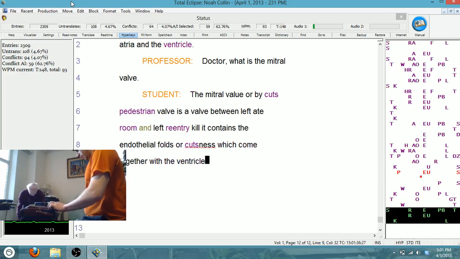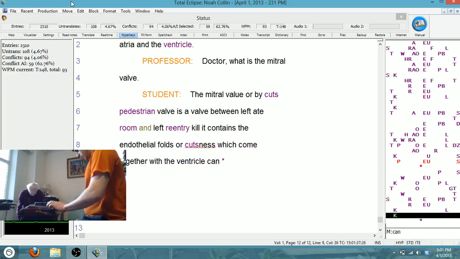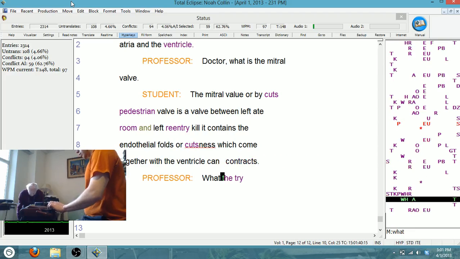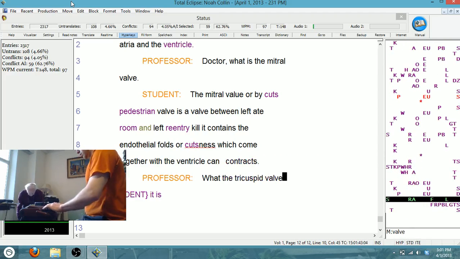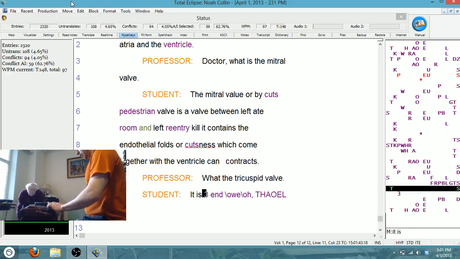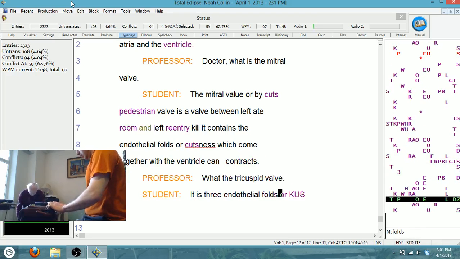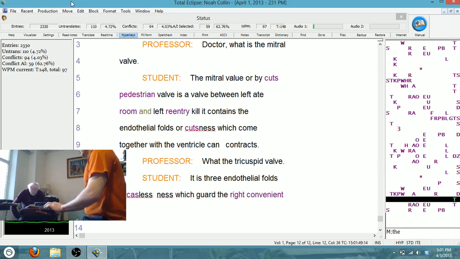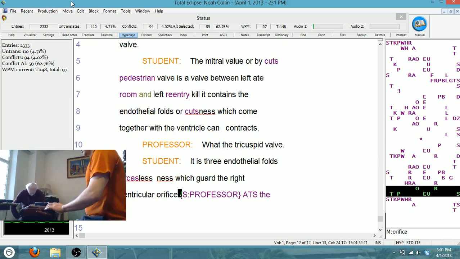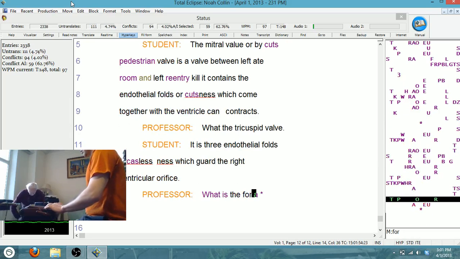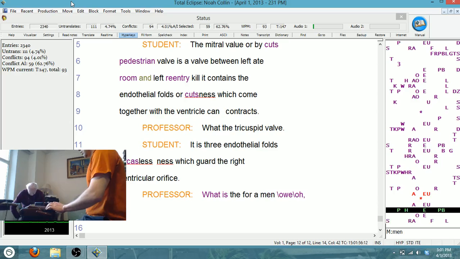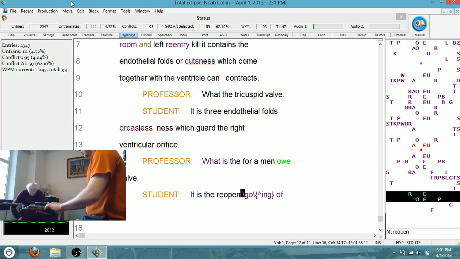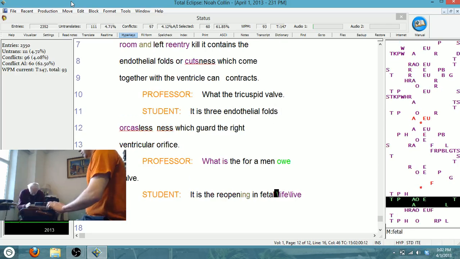Doctor, what is the tricuspid valve? The tricuspid valve is 3 endothelial folds, or cusps, which guard the right ventricular orifice. Doctor, what is the foramen ovale? The foramen ovale is the opening between the 2 atria in fetal life. It normally closes after birth.